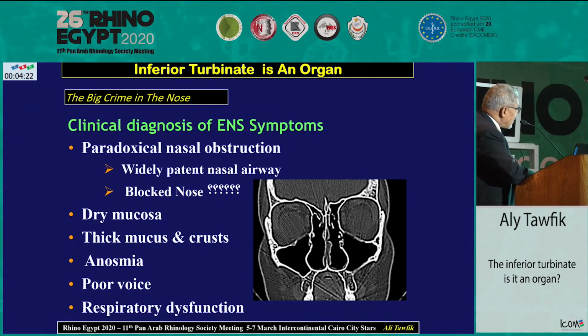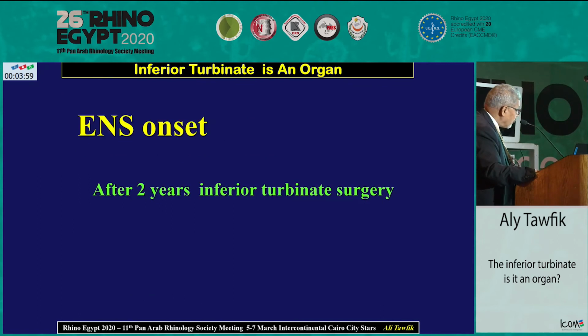So after evacuation of the nose like this, the patient complains of paradoxical nasal obstruction, with a wide nasal cavity and at the same time a sensation of a blocked nose, dry mucosa, thickened crust, anosmia because of loss of the airway inside the nose, poor voice, and respiratory dysfunction with suffocation. Actually, these symptoms don't appear until 2 years after the surgery, so the patient comes late.